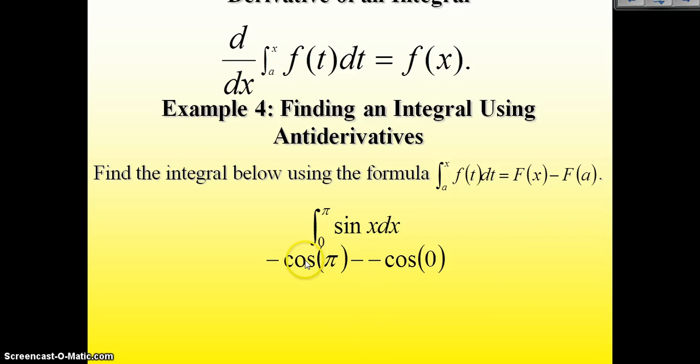Go to the unit circle. Cosine of pi is -1. Cosine of 0 is +1. So -1 plus +1, and we have a total integral area of 2.